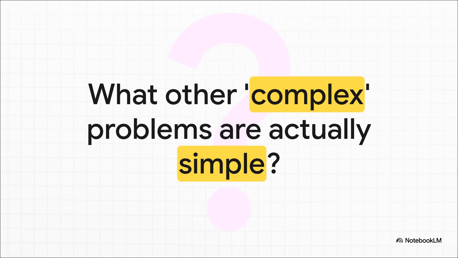And that's it. The next time an average problem comes your way, you won't even break a sweat. You'll know the secret. Which leaves us with a bigger question, right? Now that you have this master key, what other things in life that seem really complex are actually pretty simple if you just learn to look at them in a different way?